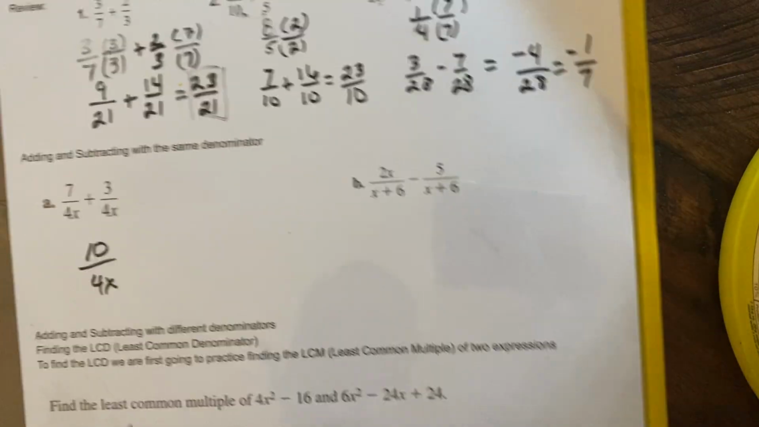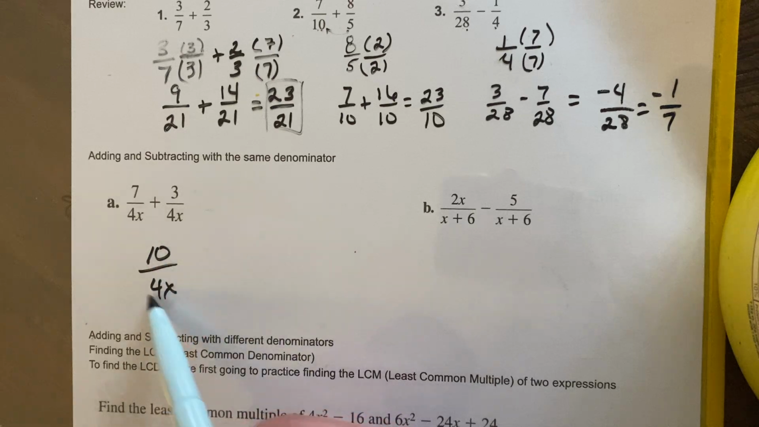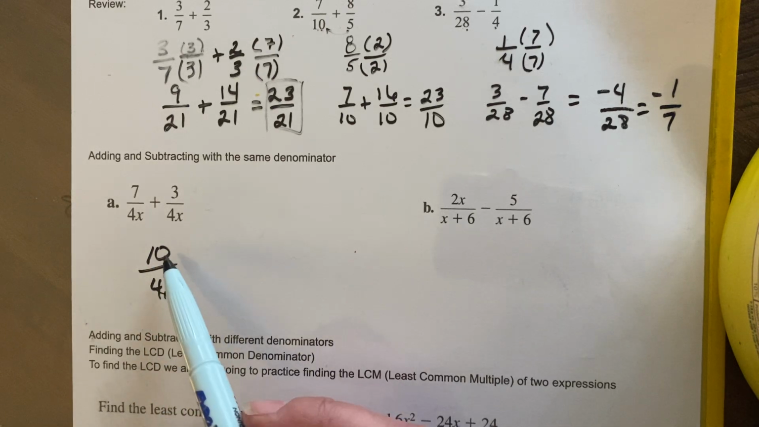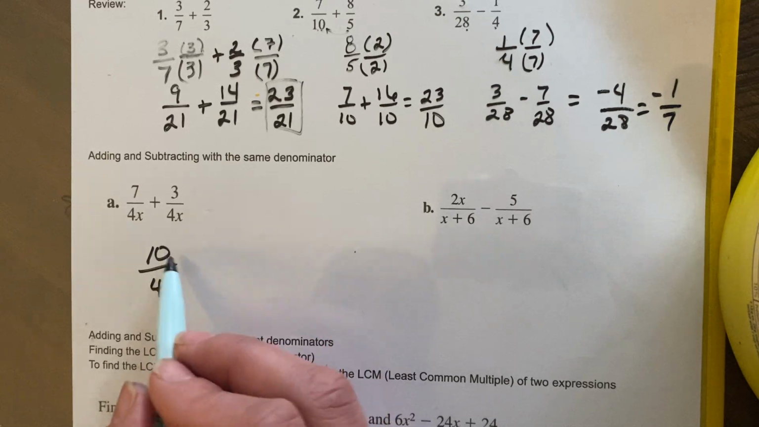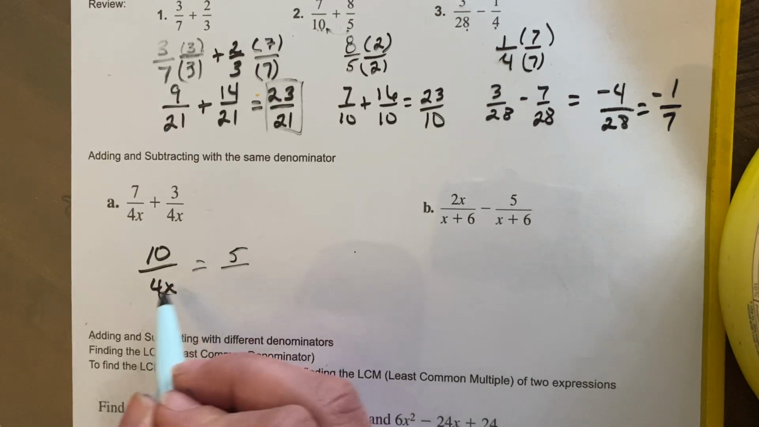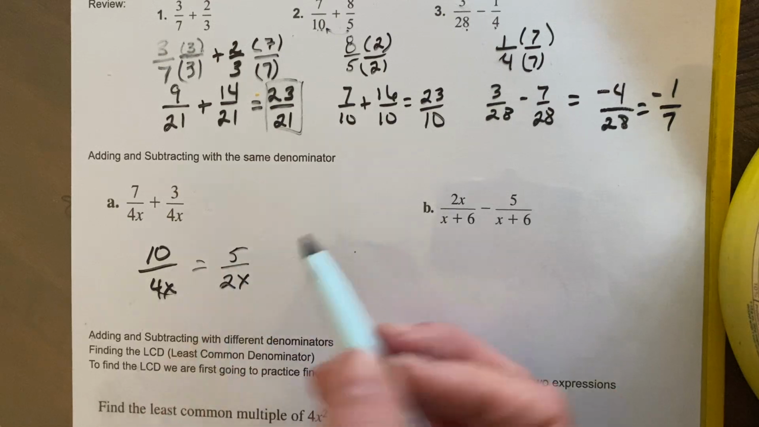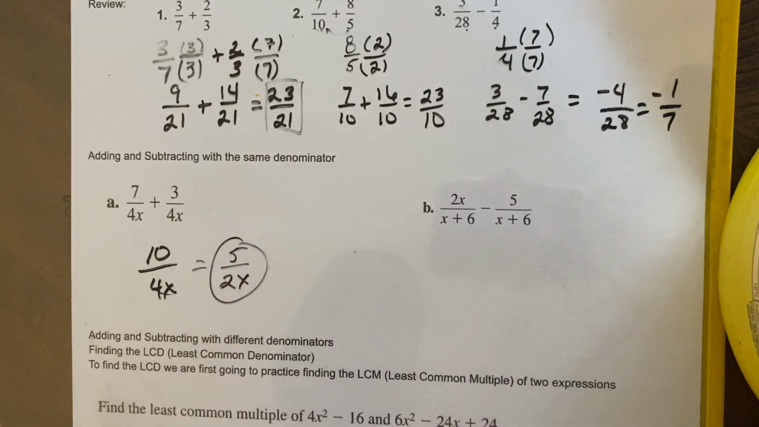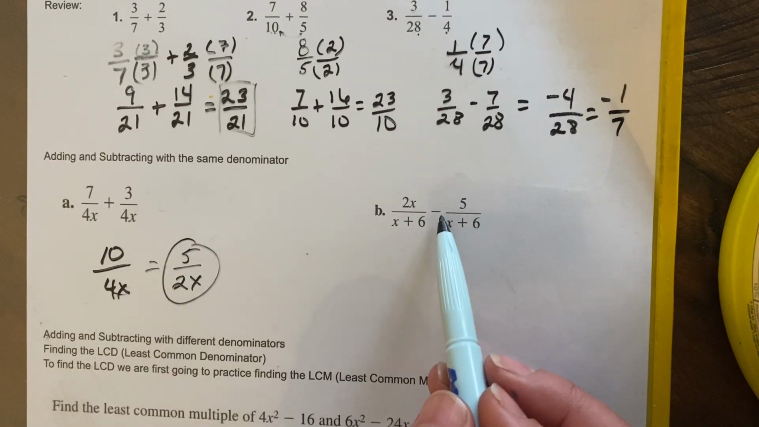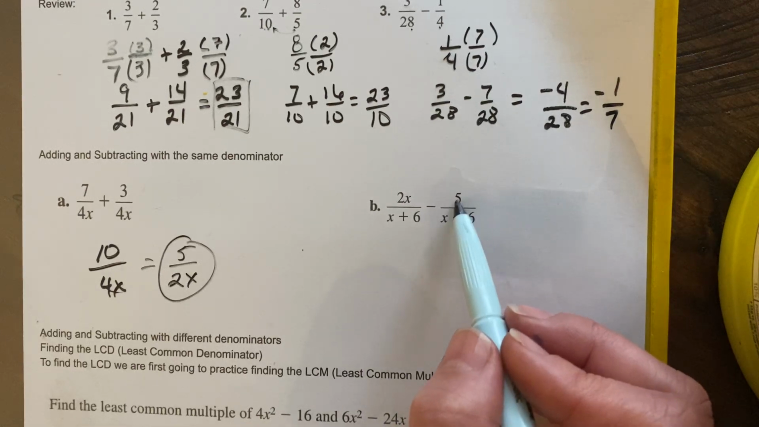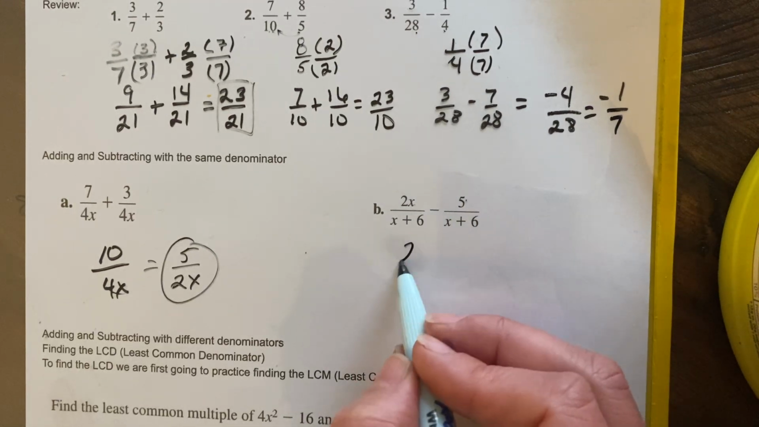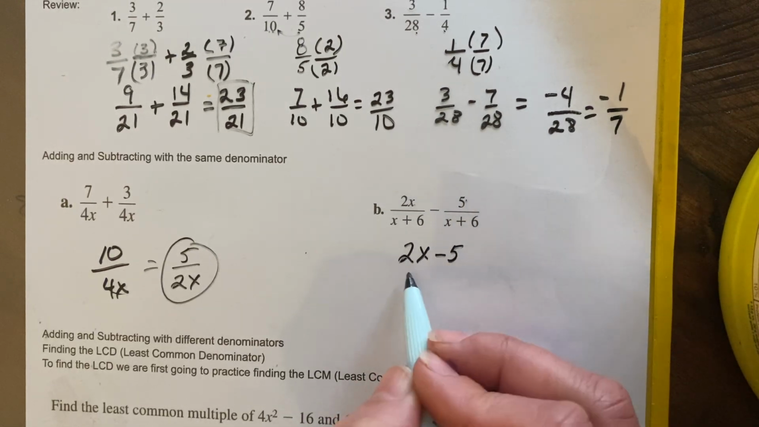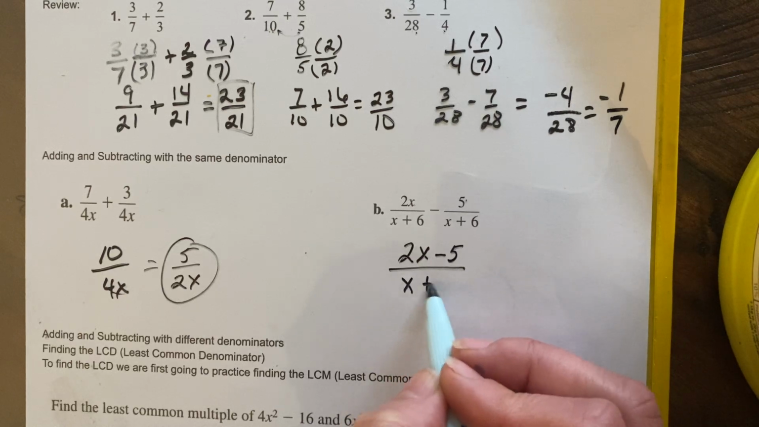And that's it. Once you're here, though, you do want to check if you can simplify any further. I see that 10 and 4 have a common factor of 2, so I'm going to divide a 2 out of each one to get 5 over 2x. And that's the simplified form. Okay. All right, same thing over here. Watch with your subtraction. This one's not bad because we only have one term. You will need to distribute if you have more than one term, but this one's not bad. We only need to combine 2x minus 5; they're not like terms, so you can't put them together.